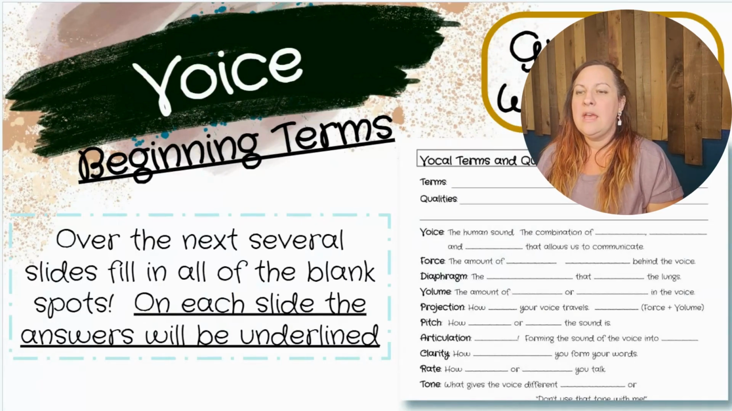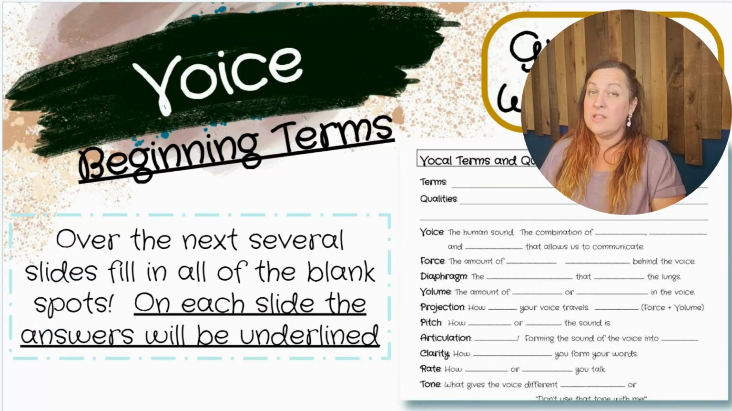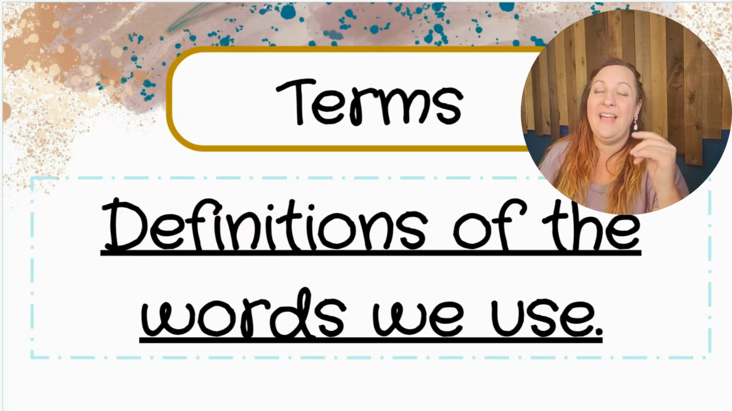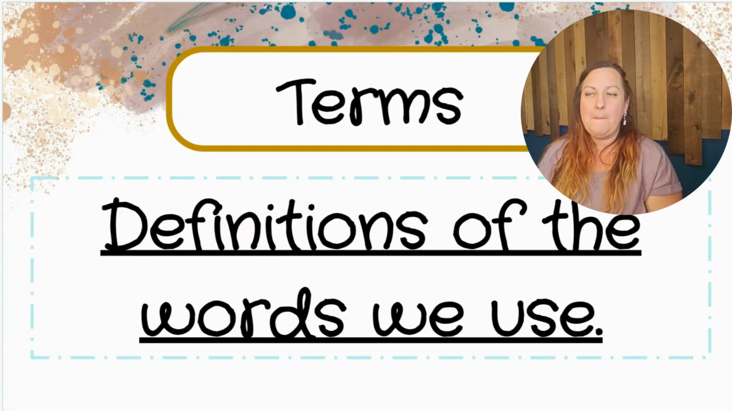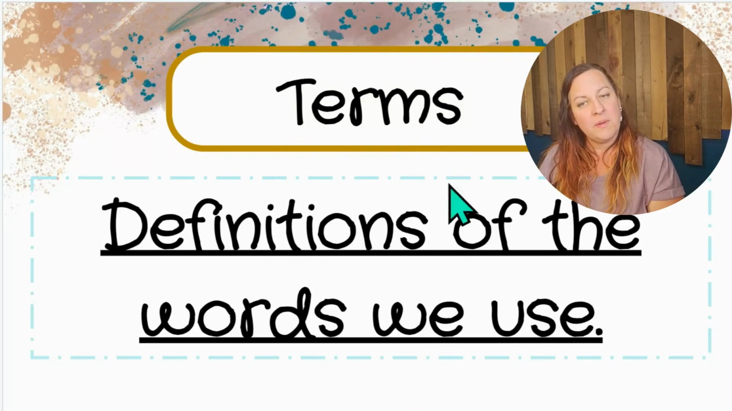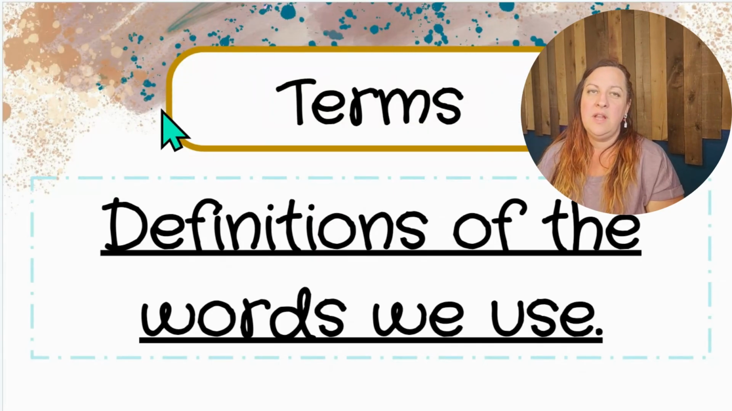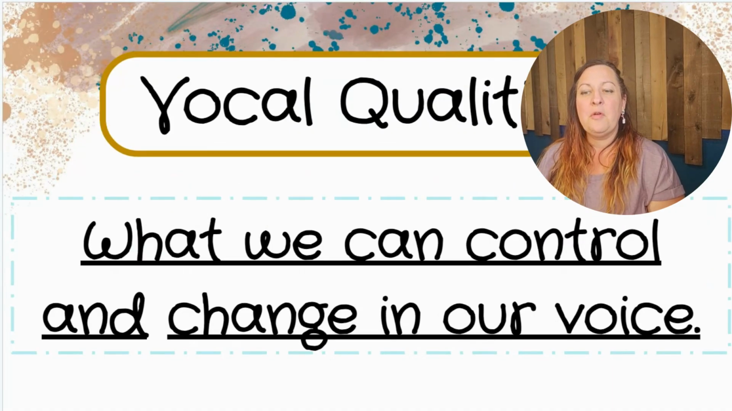So right here, we talk about the beginning terms. This is what I do with my youngest kids doing theater. We first define the word, sorry, I have to laugh. We first define the word terms, because they're like, well, what are theater terms or voice terms anyway? And this is the first unit I teach. I don't do movement before this, so they don't know what terms are. So the definitions of the words we use, those are the terms. And then our vocal qualities are the things that we can change in our voice.